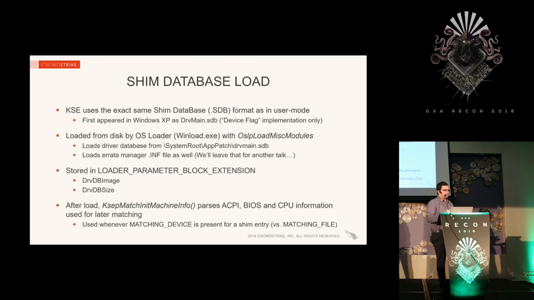This shim database is called drvmain.sdb, and it's located in the same AppPatch directory as everything else. And it appeared in XP. And in XP, again, there was no kernel shim engine, but there was this app compat engine where you could have certain flags. And what changes in Windows 8 with the kernel shim engine is the ability to have driver shims as well. So this is loaded very early on by winload.exe, or .efi, which is your Windows bootloader. It looks in system32\Windows\AppPatch\drvmain.sdb, and it loads that.